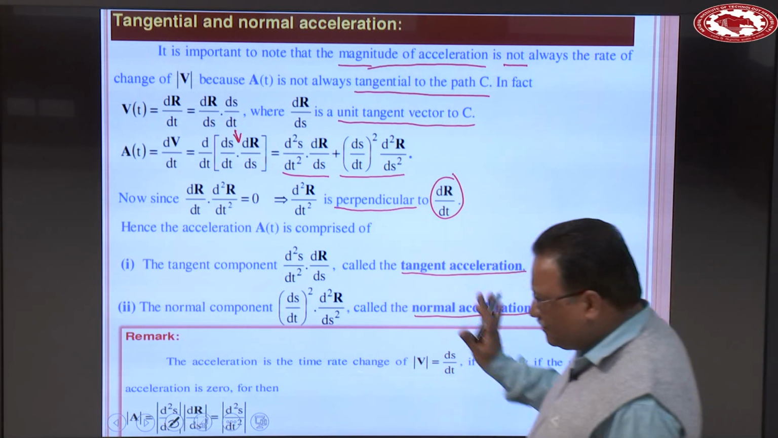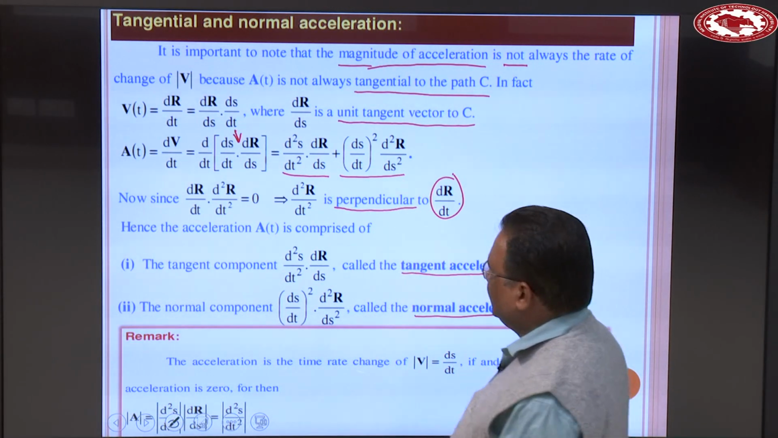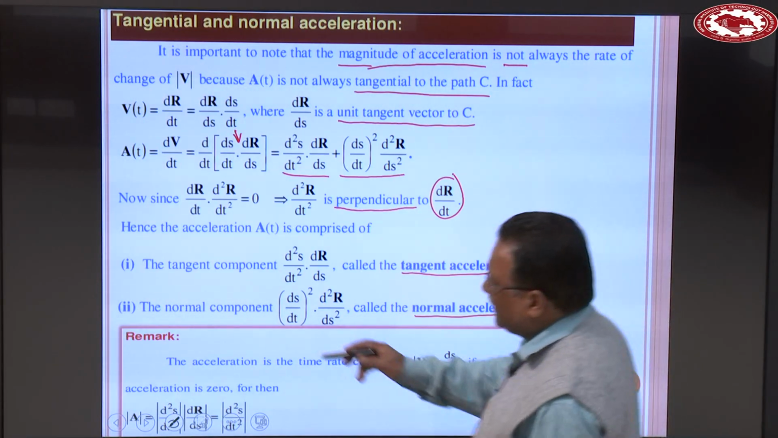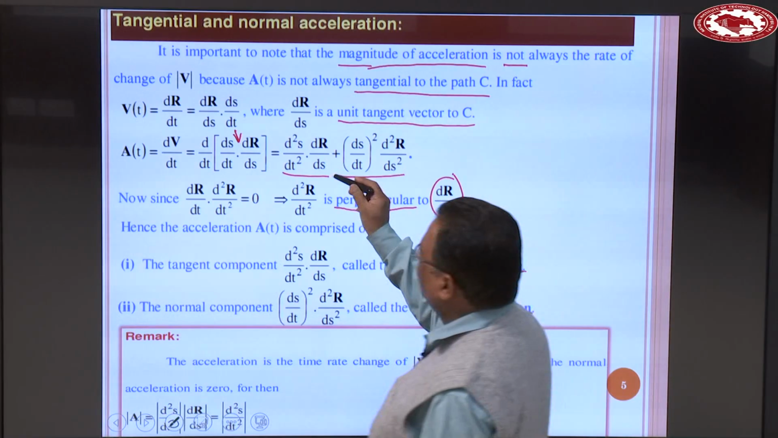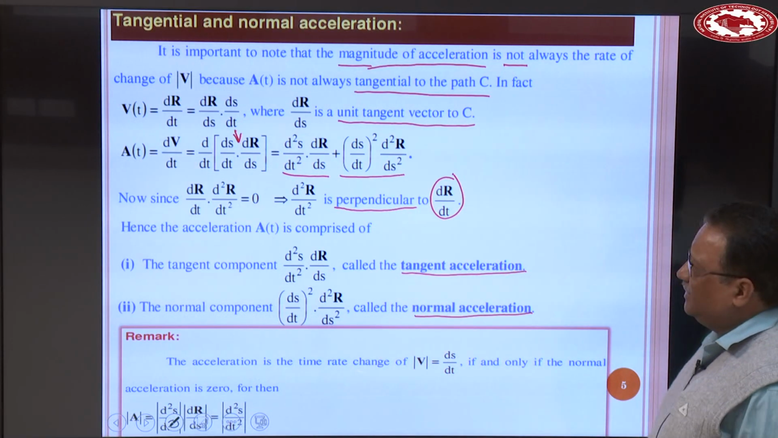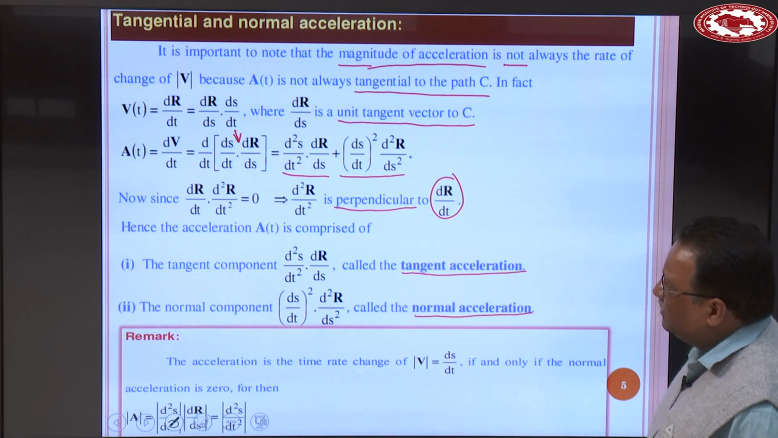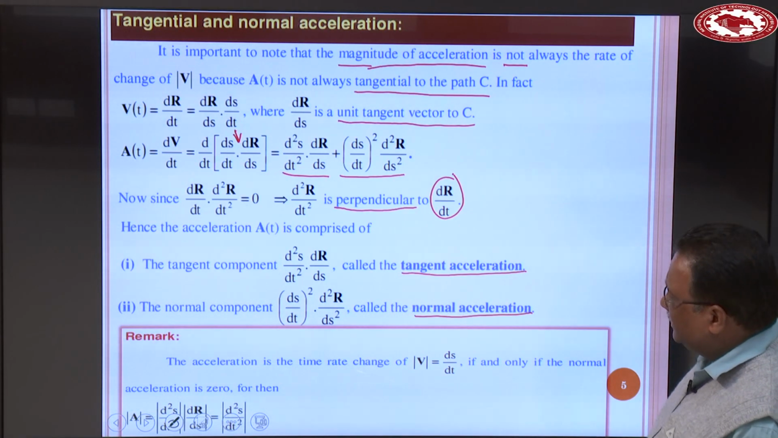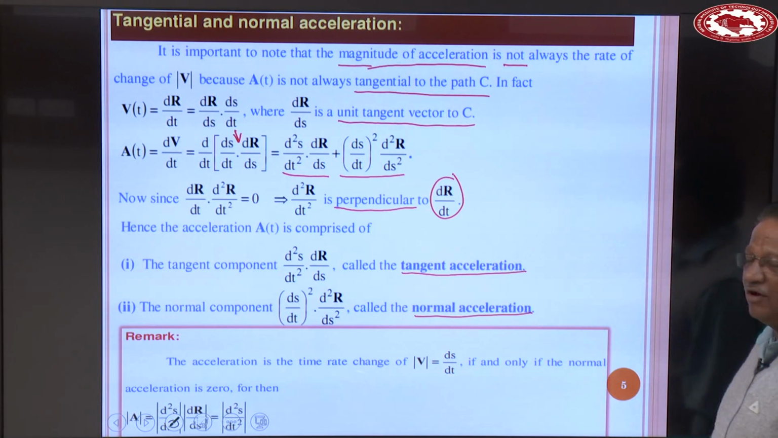In that case, we can calculate the magnitude of A as d square s over dt square. When we take the magnitude, the value of dr over ds is 1. So the magnitude of A is equal to d square s over dt square. So that is tangential and normal acceleration.